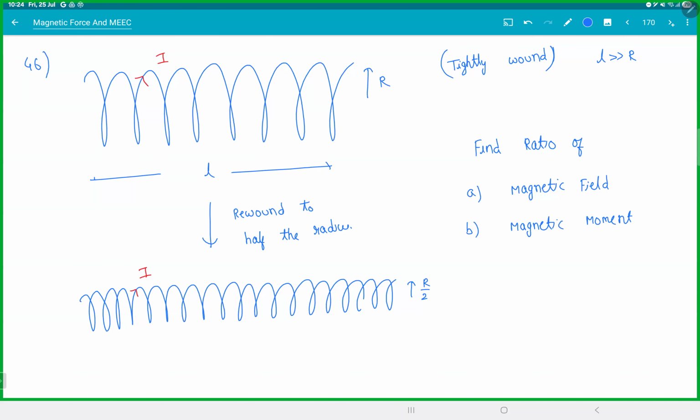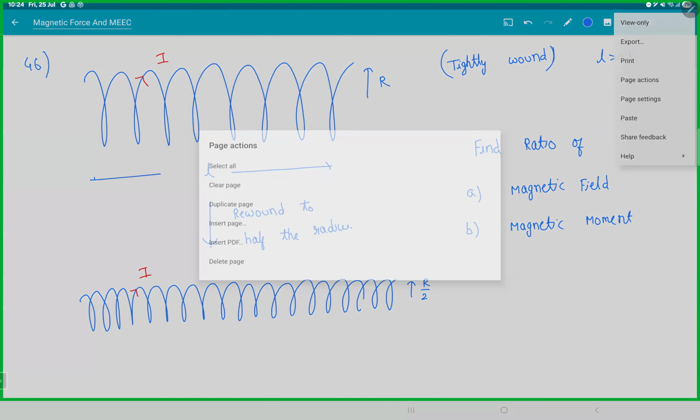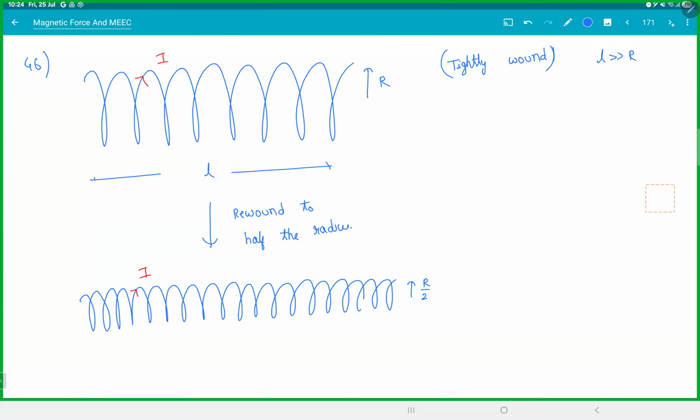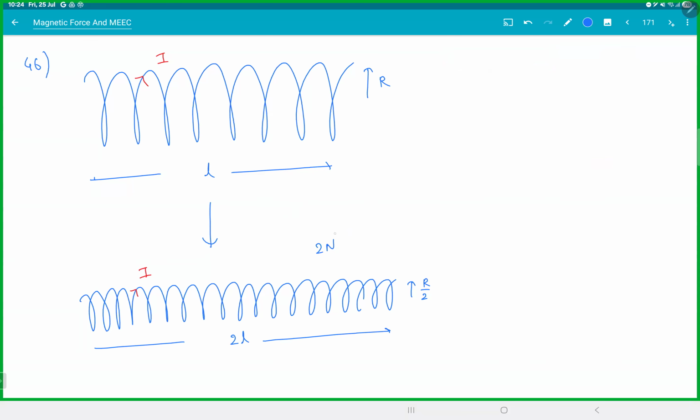It's 4 is to 1. Listen. So when you made the radius half, the length of the wire has to remain the same. So the turns will become 2N. The number of turns per unit length, small n, will not change. This will remain constant, isn't it? Think about it.